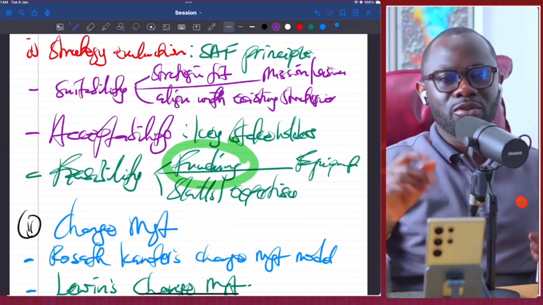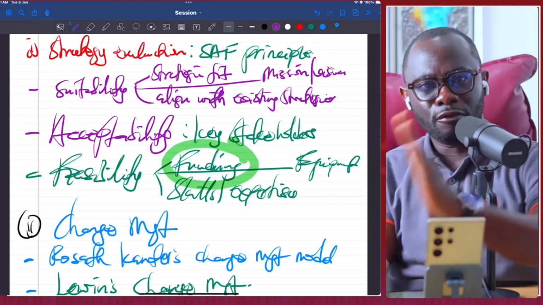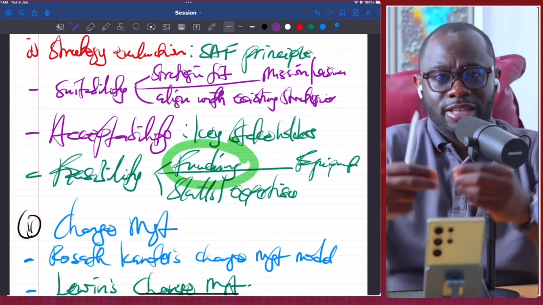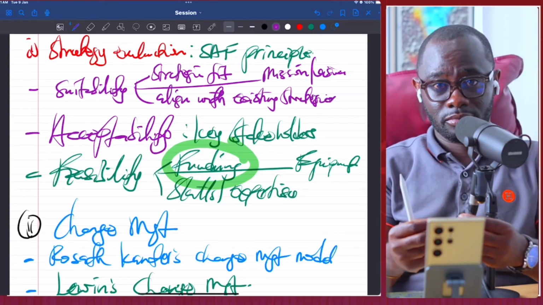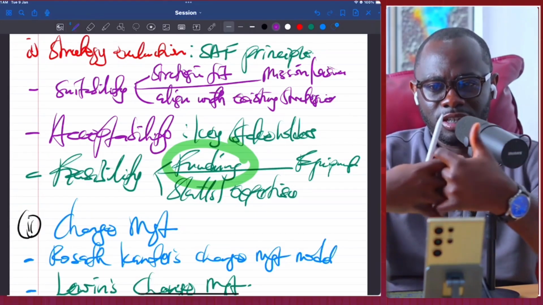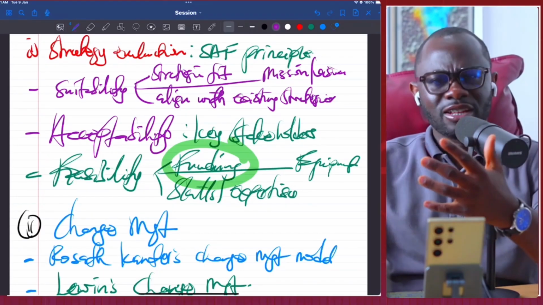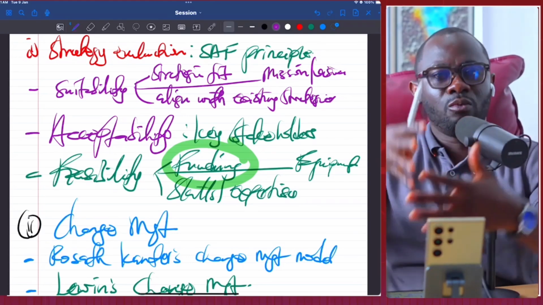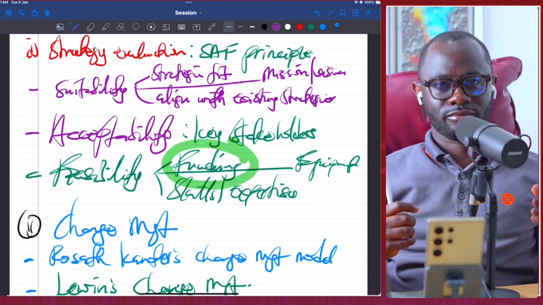The SAF principle simply means that we look at the 4 strategies. Number 1, which of the 4 strategies is suitable? Suitability of strategy simply means it has a strategic fit, meaning the strategy is in line with our mission, with our vision, with existing strategies.